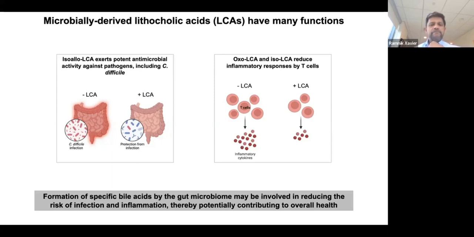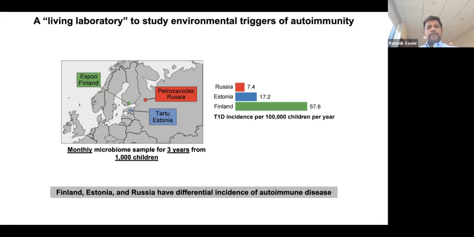So again, finding many ways of keeping harmful pathogens away from us. And the change in the T cell phenotype impacted our susceptibility to inflammation. A second vignette. This was an example where we were lucky again to study children born in Finland, Estonia, and the border towns of Russia.